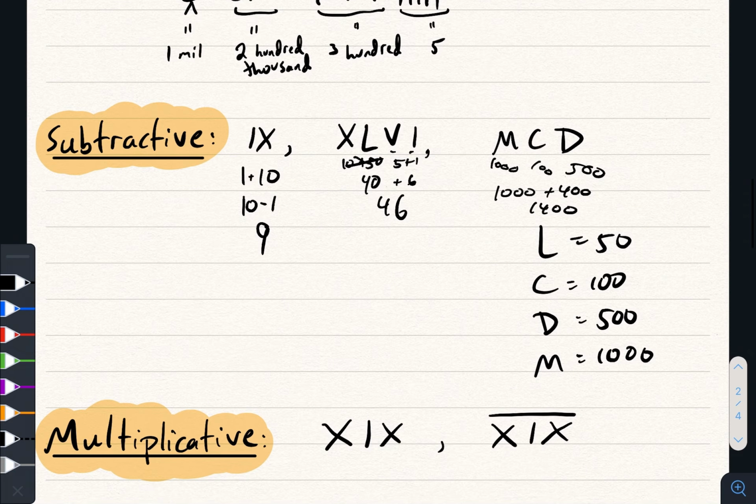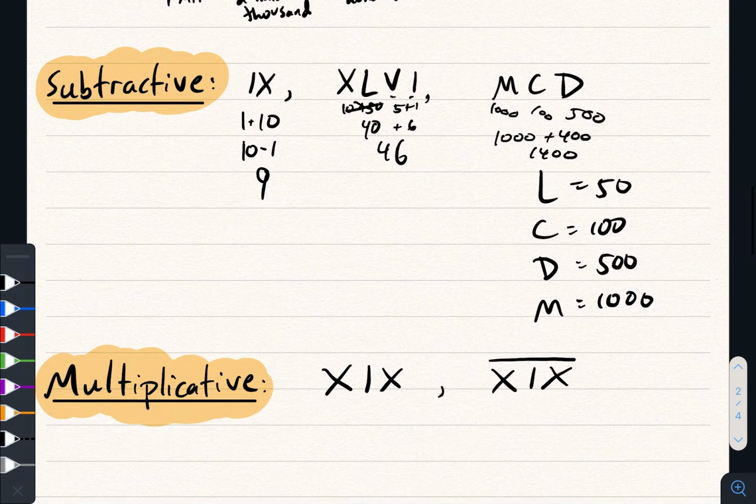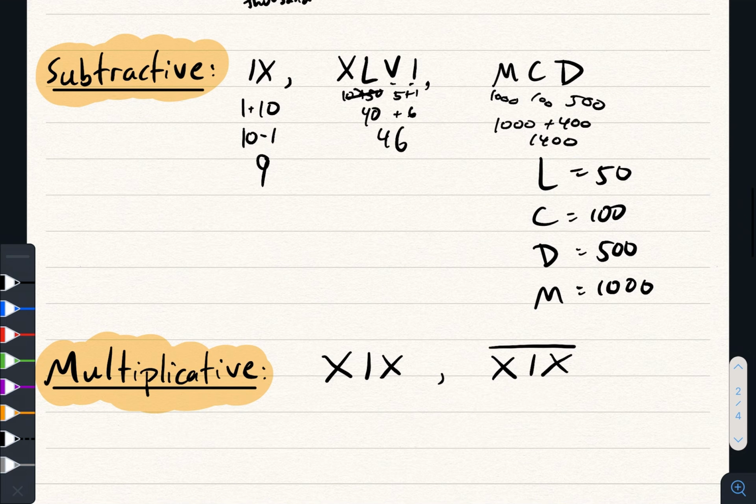The Roman numeral system is also multiplicative. Being multiplicative, I think, is pretty rare in a number system. We won't talk very much about it. You could just represent multiplication by throwing in a symbol. In particular, they use a bar.